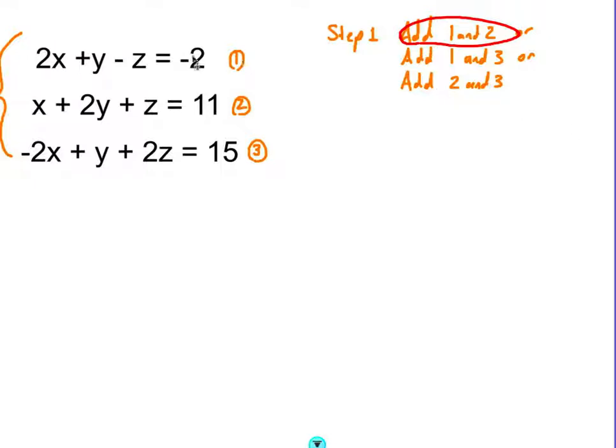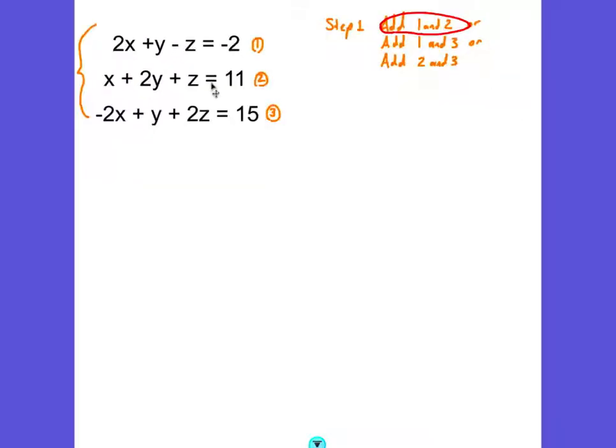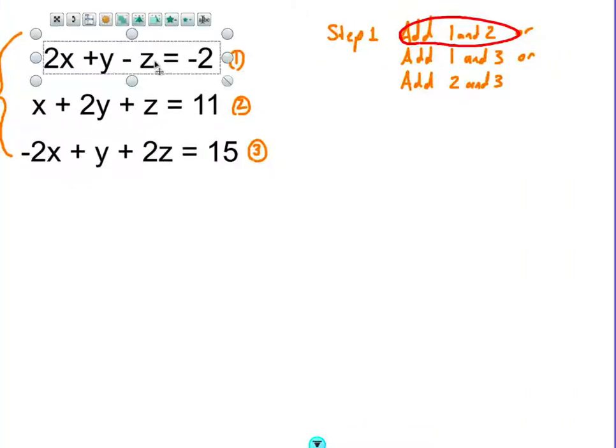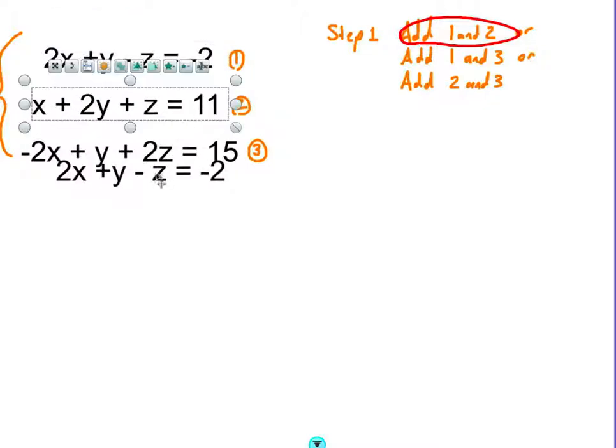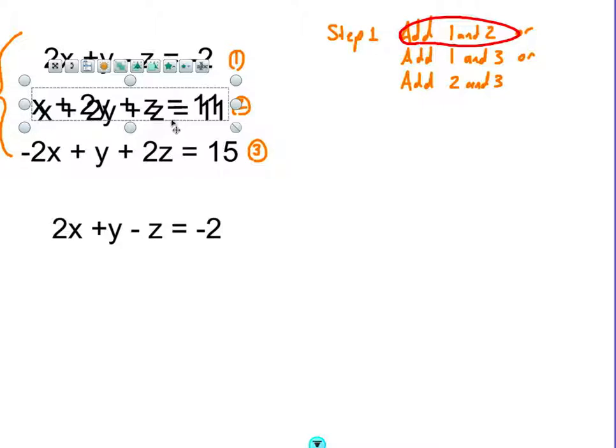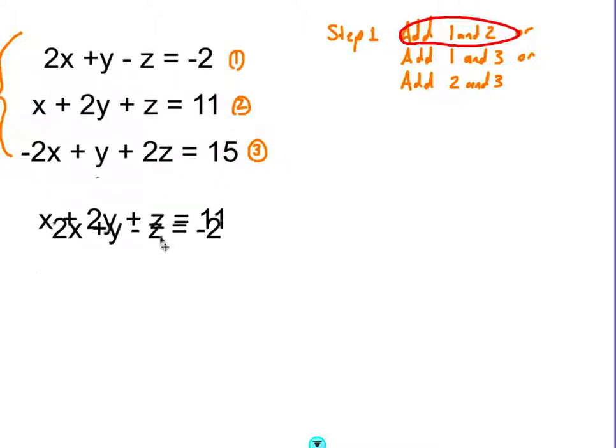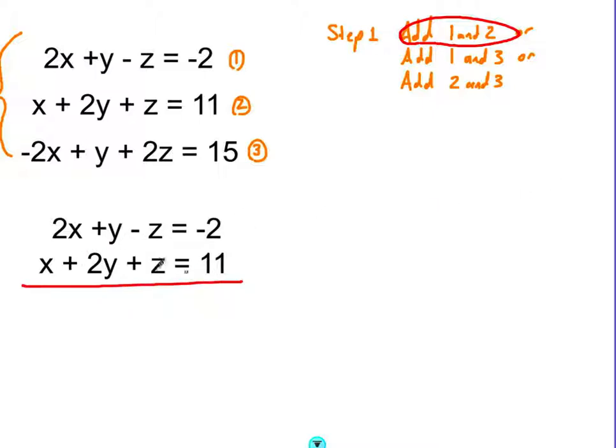So I'm just going to go ahead and put those next to each other. So here's equation 1. Here's equation 2. And the reason I picked equation 1 and 2 is because if I add negative z plus z, those are going to cancel out or eliminate. So let me go ahead and add them together.